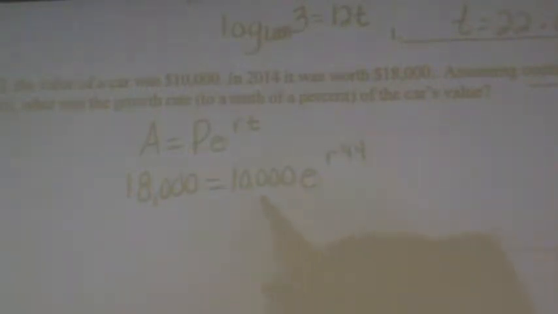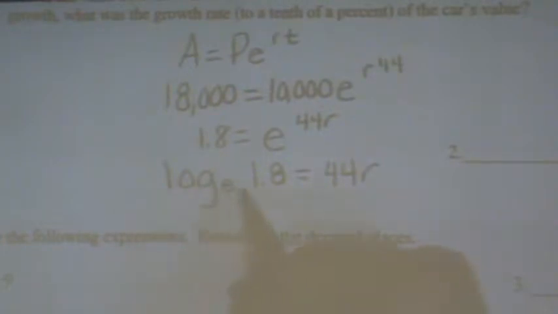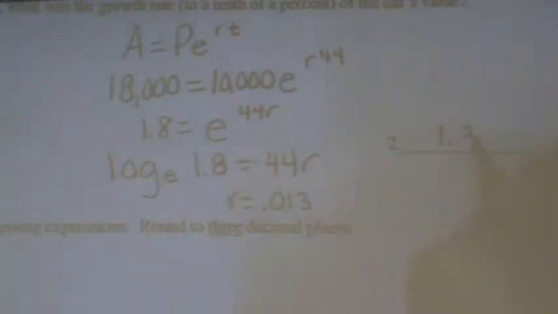So now how do you do this one? Divide by 10,000, and you get 1.8. Convert this to a log problem. It'd be the log, and it's base e, 1.8, equals 44r, which is just ln 1.8. Divide that answer by 44, and your answer comes out to be 0.013, but you move the decimal 2 places over, so it's about 1.3%.